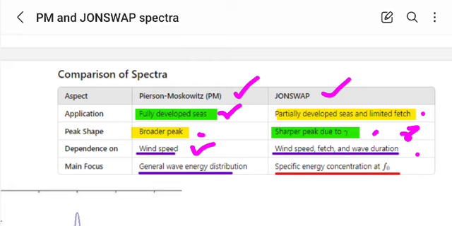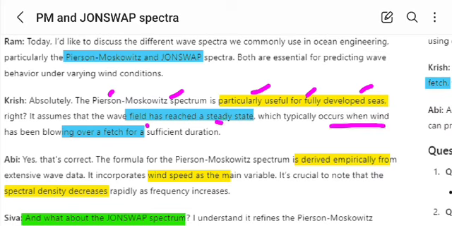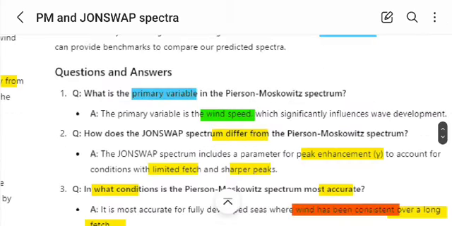So that is fully developed sea, where you have a longer fetch, but in case of JONSWAP, it will be fetch limited. The main focus of PM spectra is general wave energy distribution, but in case of JONSWAP, it is specific energy concentration at the peak frequency. The Pierson-Moskowitz spectrum is particularly useful for fully developed seas. It assumes that a wave field has reached a steady state, which typically occurs when the wind has been blowing over a fetch for a sufficient duration.